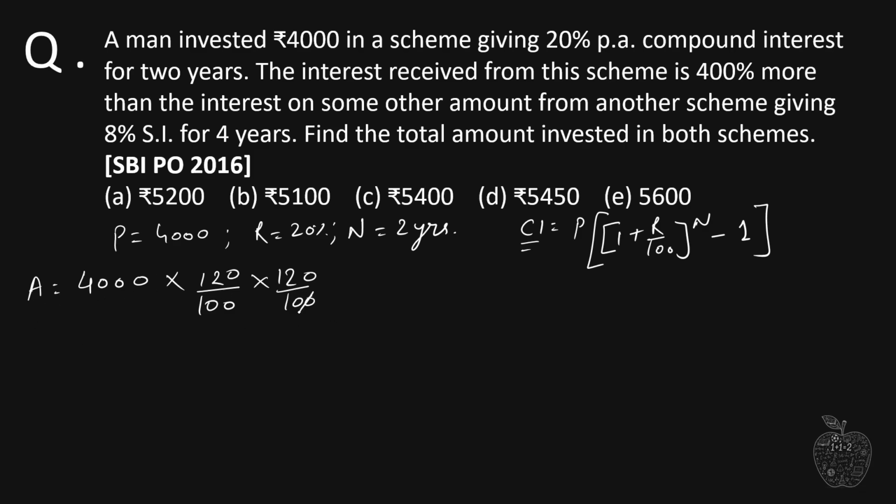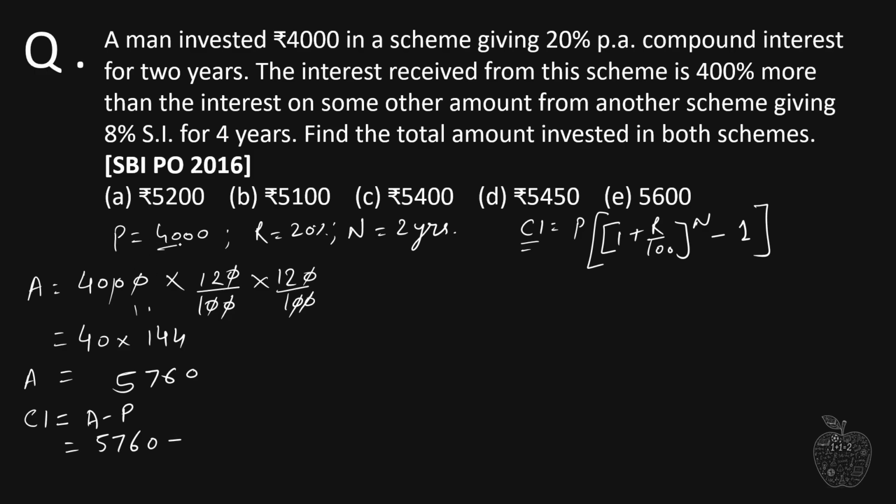Okay, so let's solve this. The zeros get cancelled. So we are left with 40 into 12, 12s are 144. Okay, so 4 4s are 16, 17, 4 are 4, 5 and 0. So the amount is 5760, but we need compound interest. The formula for compound interest is what? Amount minus principal. So amount is 5760 minus principal, which is 4,000. So we get compound interest as 1760. This is our compound interest.